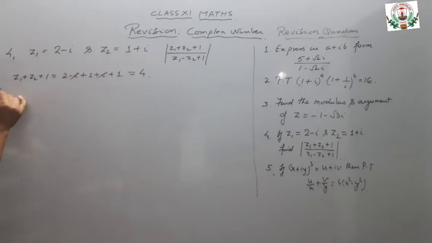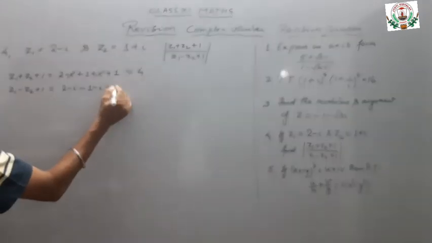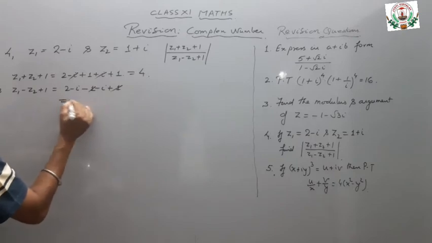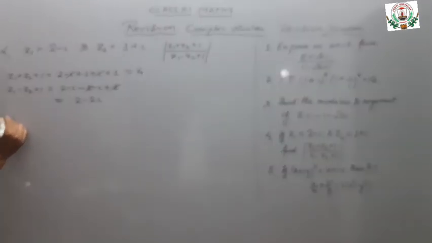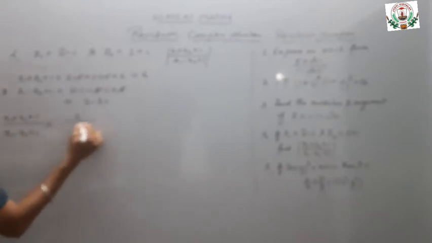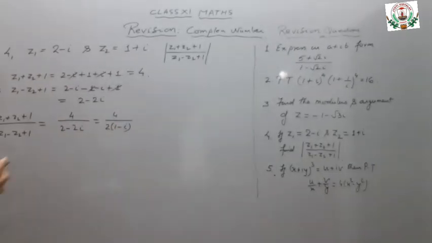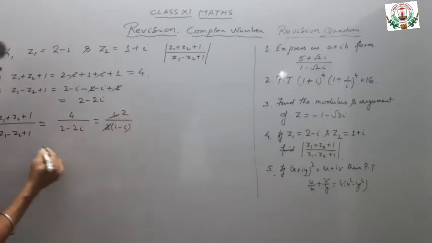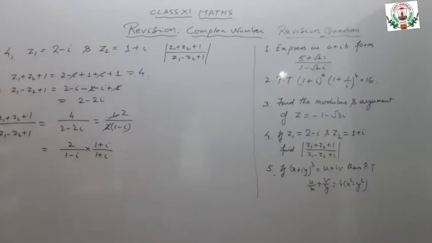And now the denominator, z1 minus z2 plus 1: 2 minus i minus 1 minus i, the sign will change as there is a minus sign, and plus 1. So minus 1 and plus 1 cancel out, and we are left with 2 minus 2i. Is it clear? 2 minus i minus i is minus 2i. Now z1 plus z2 plus 1 upon z1 minus z2 plus 1 is 4 upon 2 minus 2i. From the denominator, before rationalization, I can take 2 common. When I take 2 common, we get 1 minus i, and 4 upon 2 becomes 2. Now 2 upon 1 minus i, I have to rationalize with the conjugate of it to convert it into the form a plus ib.